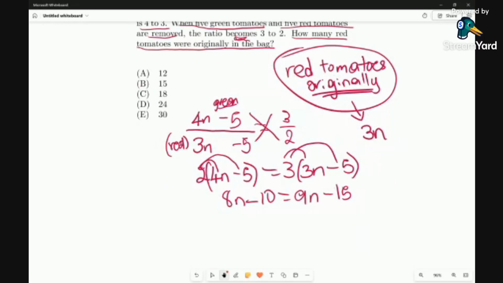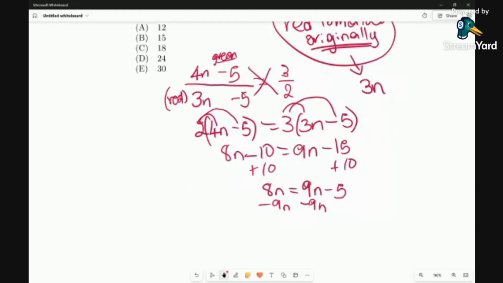So now from here, we want to combine our like terms. And so we want to put N's on the same side. And so let's add 10 to both sides. So what do we have here? 8N is equal to 9N minus 5. Perfect. So now I'm going to subtract 9N from both sides. What does this give me? Okay, negative N is equal to negative 5. And so both are negative, so I can divide by -1 on both sides.